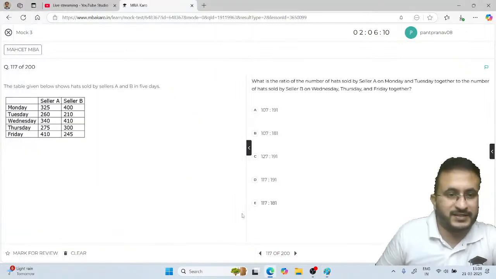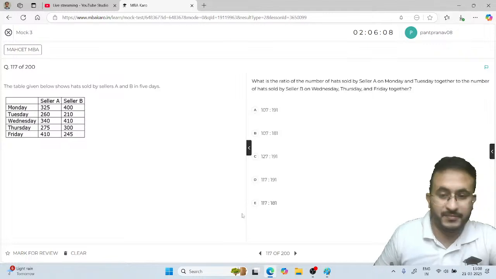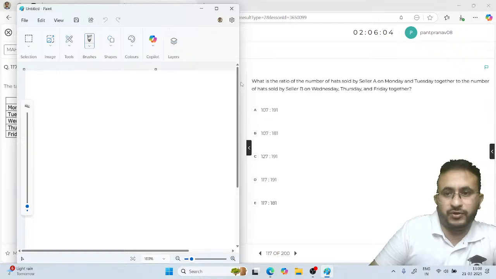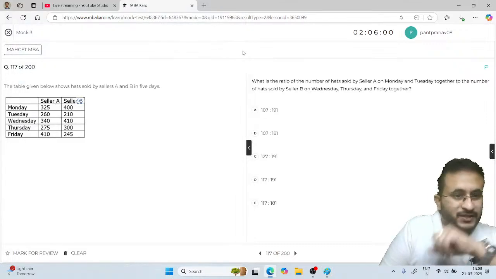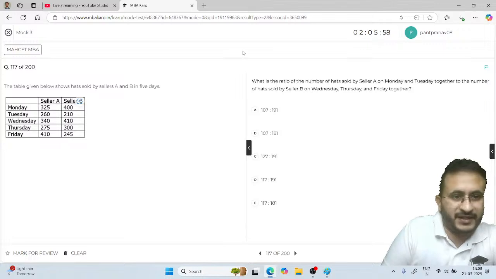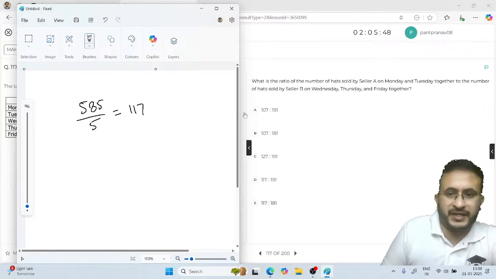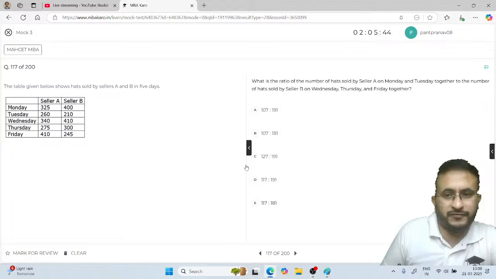If in case I happen to attempt this question later, I can just come back to these values. Number of hats sold by A on Monday and Tuesday together. Let me do this calculation mentally. This is 585, right? Now, if you divide by 5, this is 117. So, we can knock off first three options. Either it has to be fourth option or fifth option.